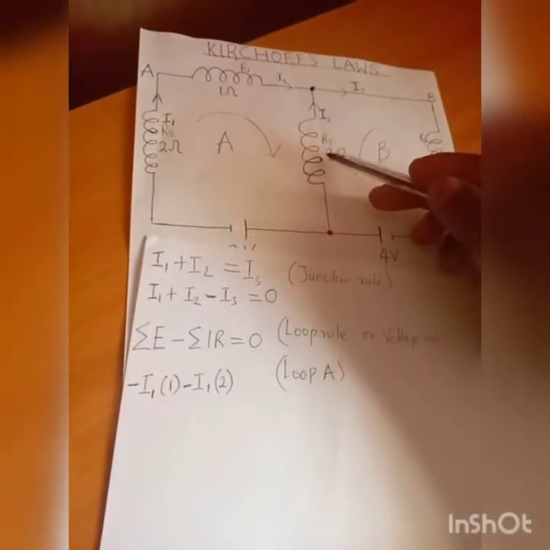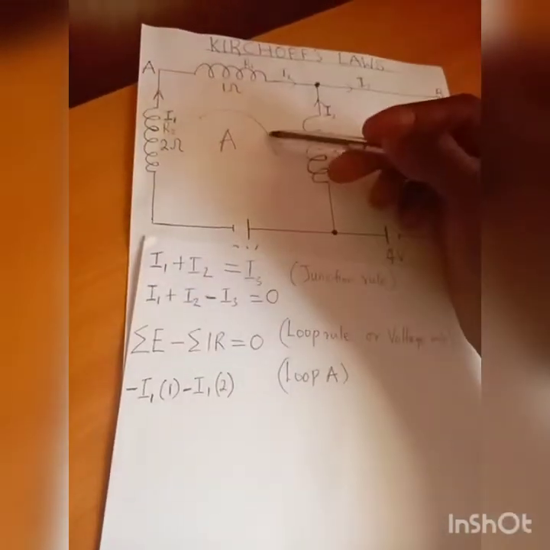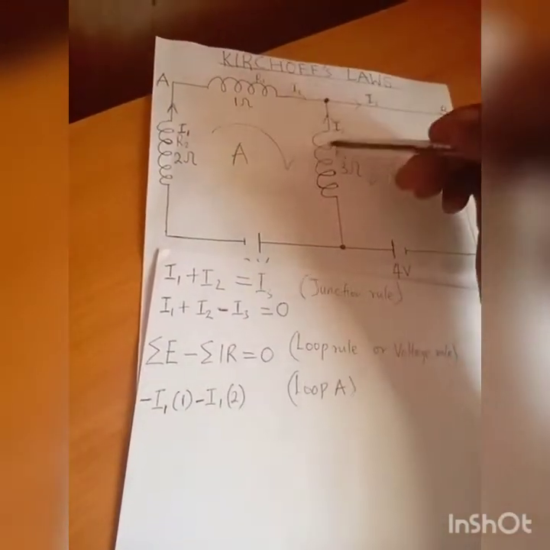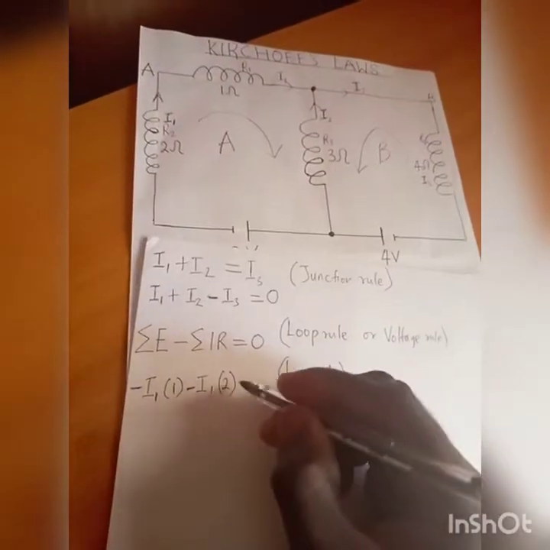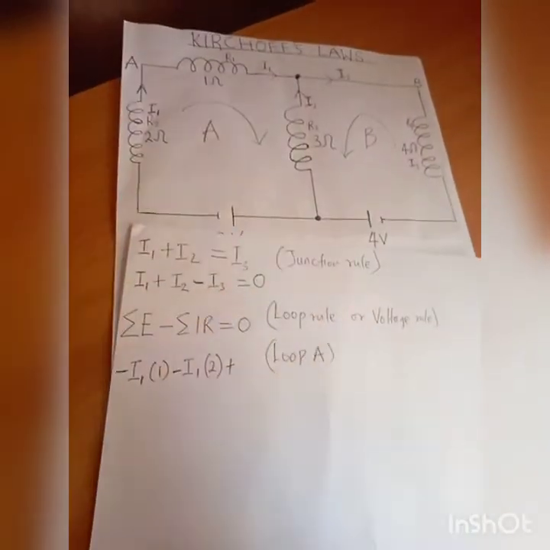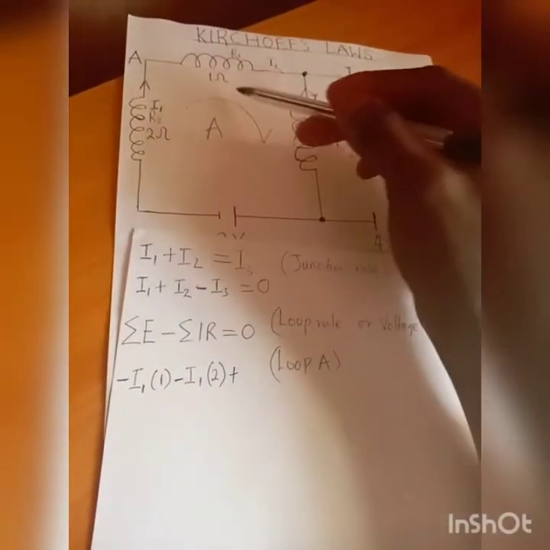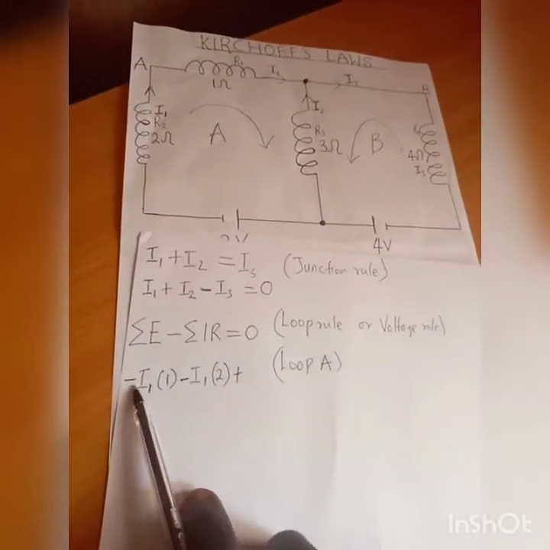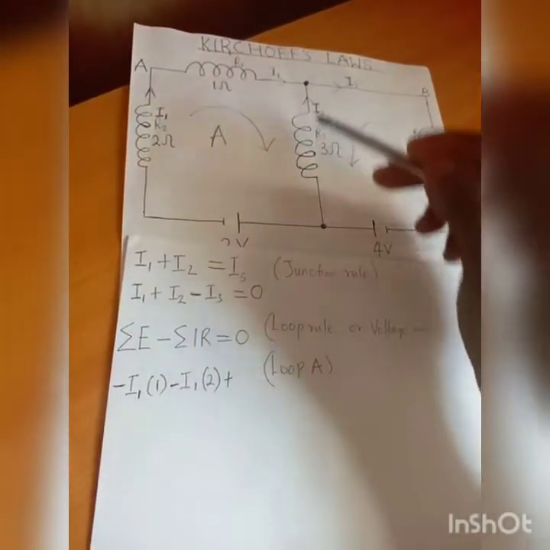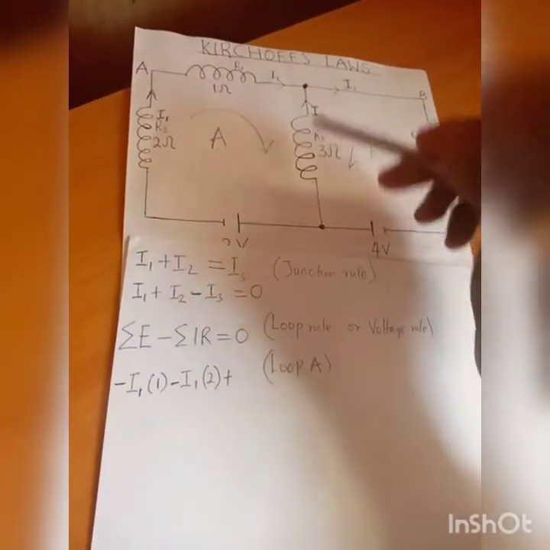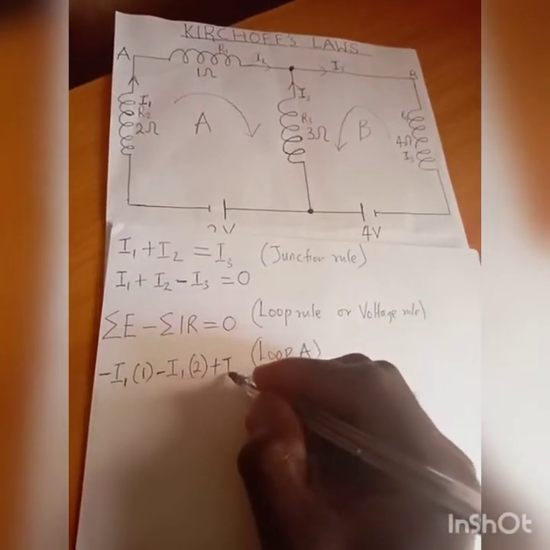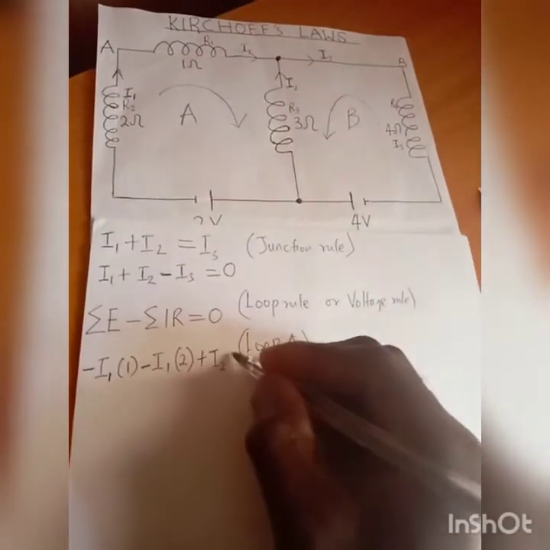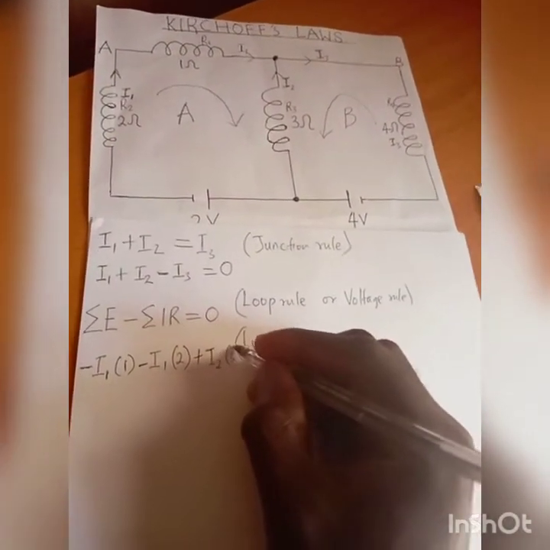Then look at this. This is moving down while the current here is moving up. We say it will be plus because if the direction of the loop and the current are in the same direction, the current will be having a negative sign. But if the direction of the loop and the current are in different or opposite directions, the current will be having a positive sign. We say plus I2 times resistor 3 ohms.